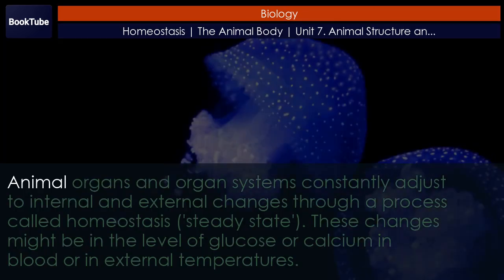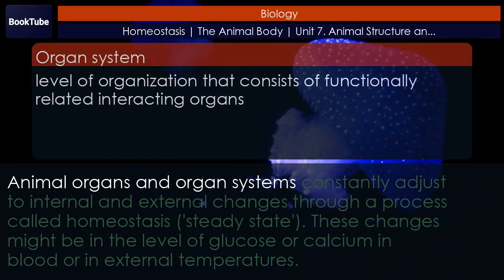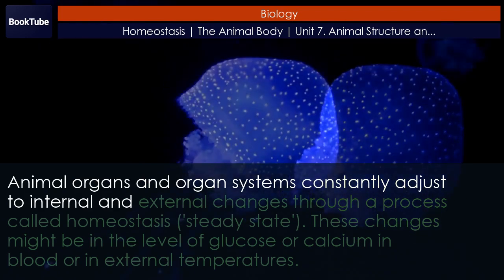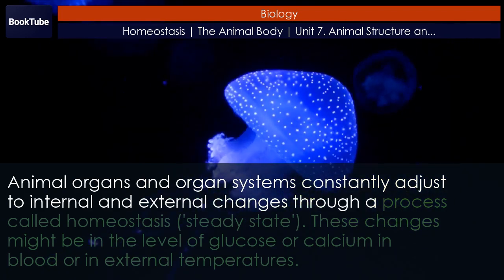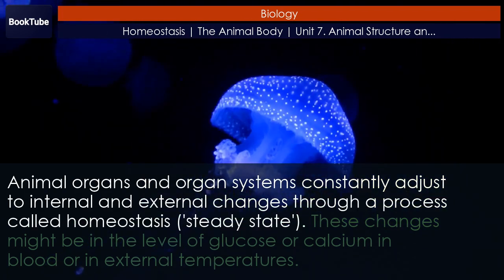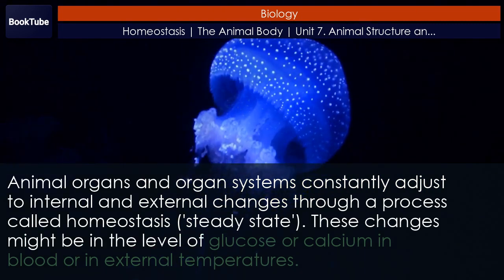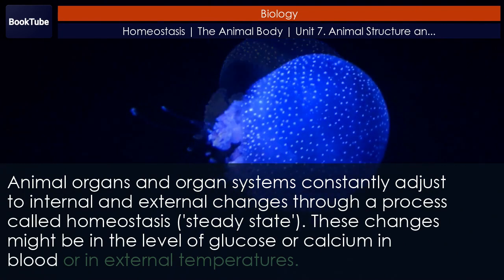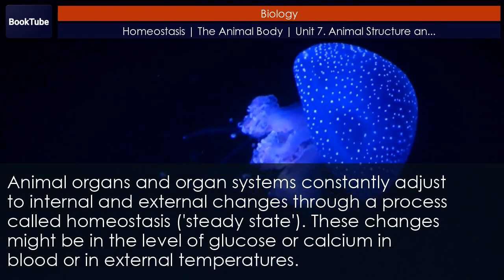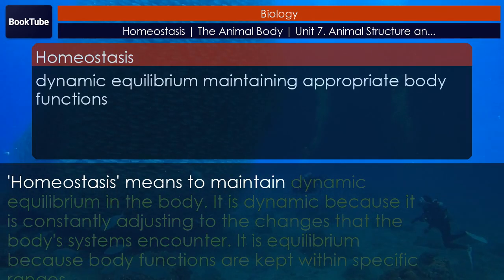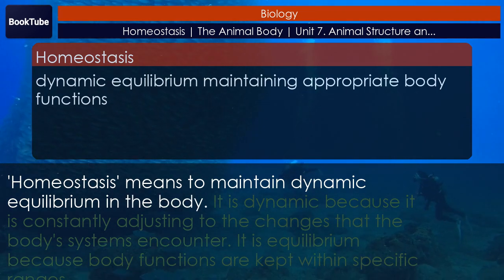Homeostasis. Animal organs and organ systems constantly adjust to internal and external changes through a process called homeostasis. Steady state. These changes might be in the level of glucose or calcium in blood or in external temperatures. Homeostasis means to maintain dynamic equilibrium in the body.